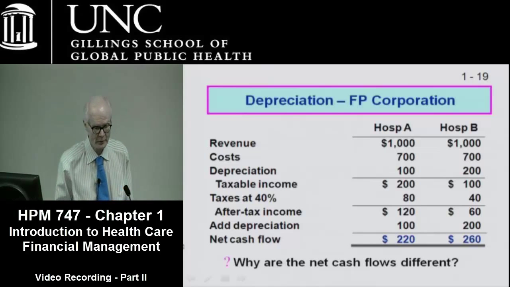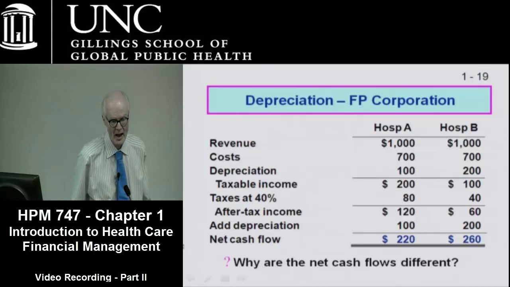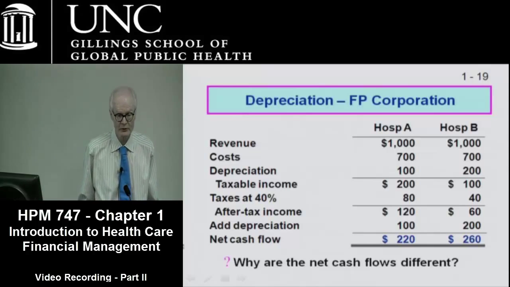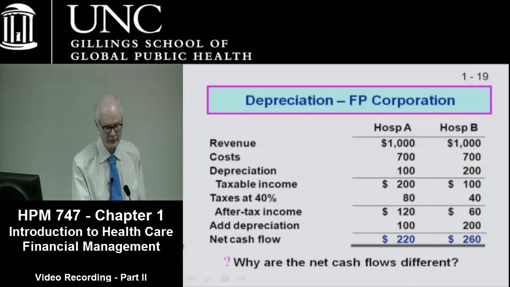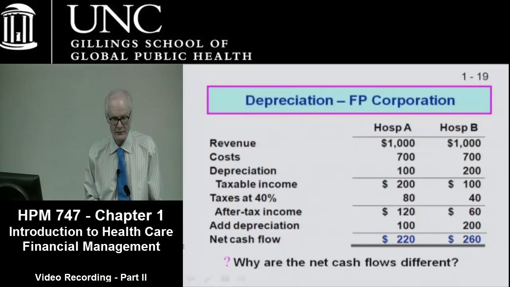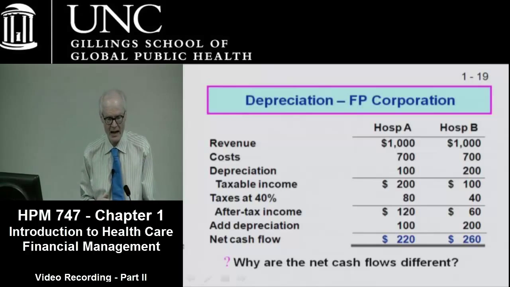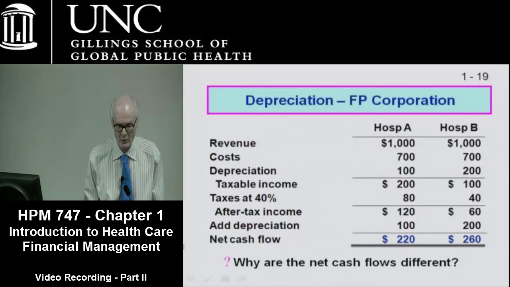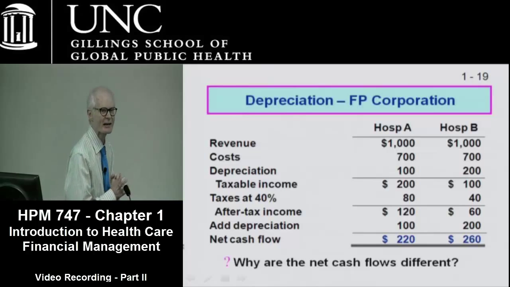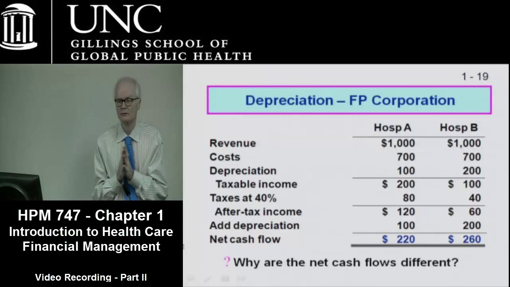So we've got two hospitals here that are identical in every way except their depreciation expense. Hospital A has only $100,000. Hospital B has $200,000 of depreciation expense. So that results in a different taxable income. The fact they have different taxable income, because depreciation is a tax-deductible expense, produces different taxes. $80,000 for Hospital A and $40,000 for Hospital B. That results in different after-tax income. So basically, what's happening here? Why are the net cash flows different to these organizations?